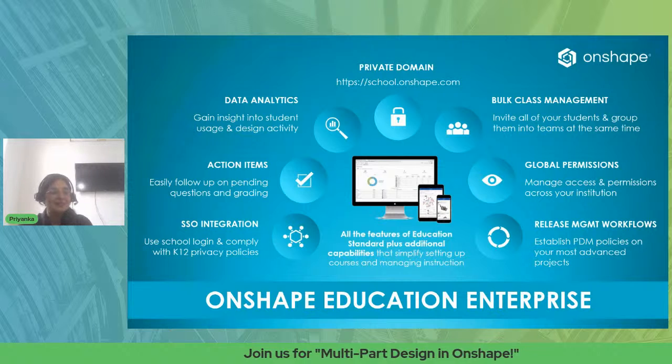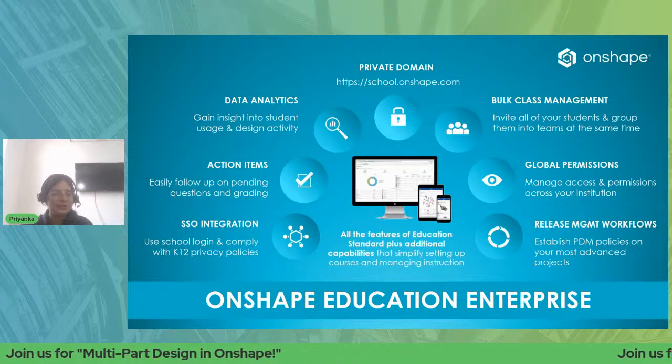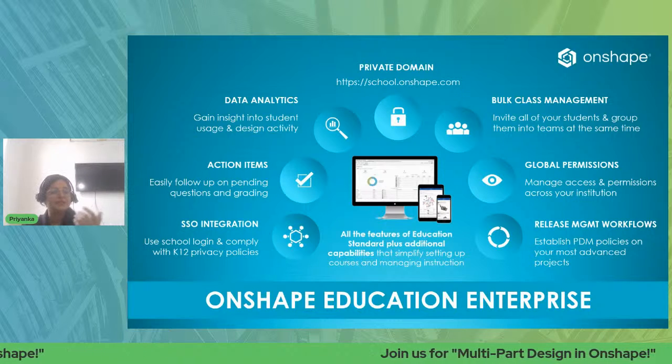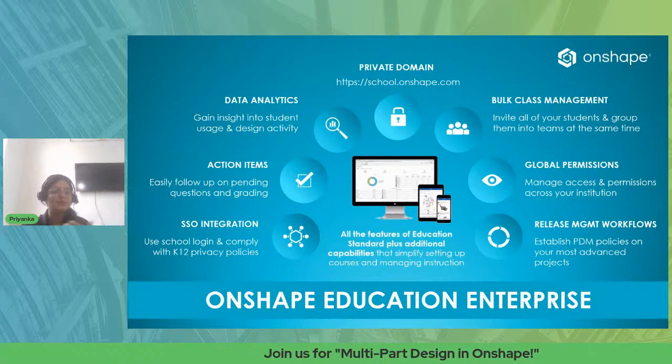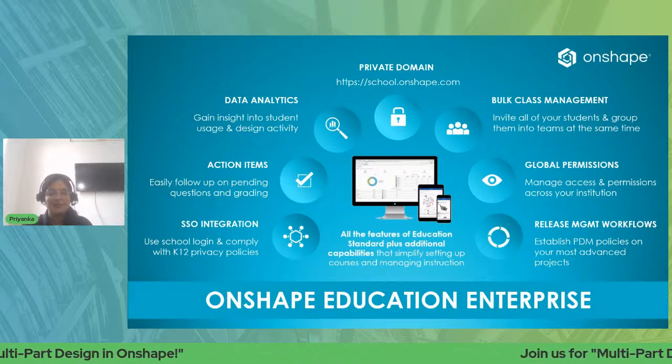The action items in Onshape can help you with your evaluation. Say you have 50 students and you want to assign them tasks. Within the action items you can raise tickets by using the at sign, and they can be assigned the task and you can see them in the action items.